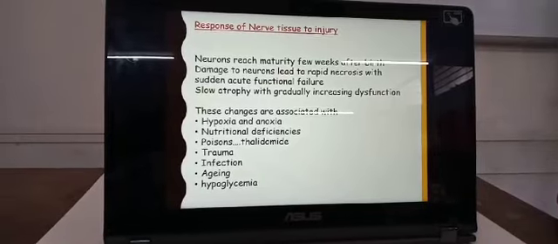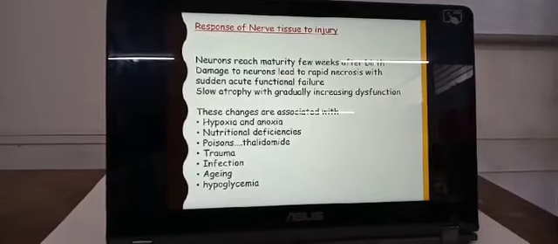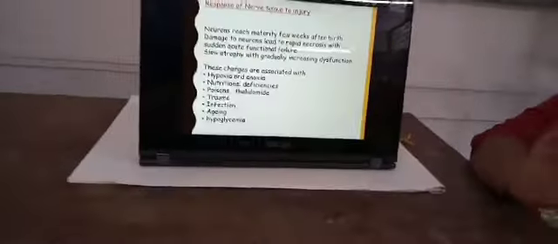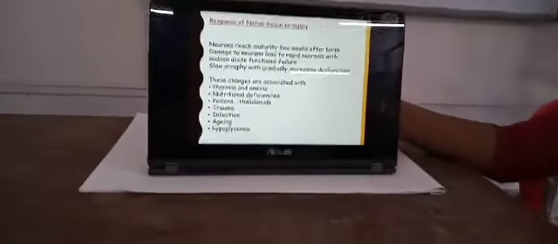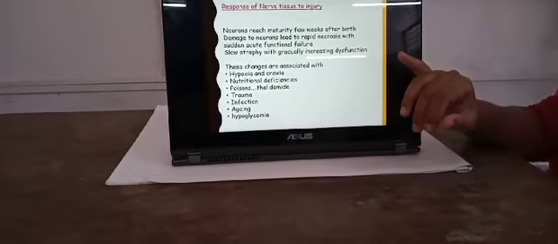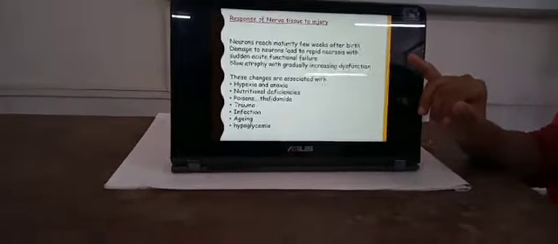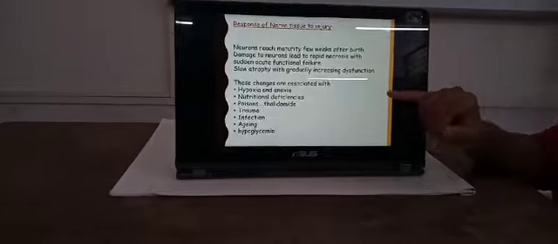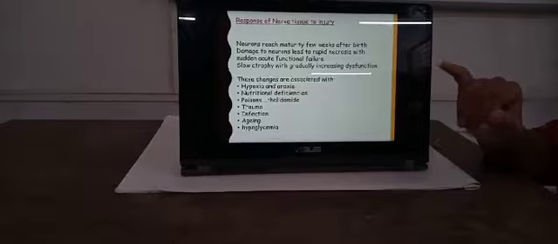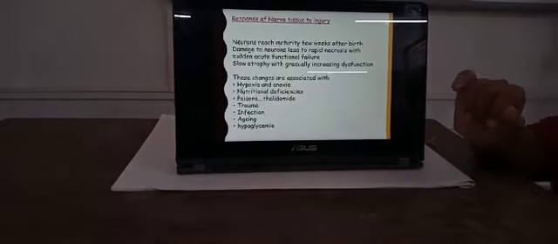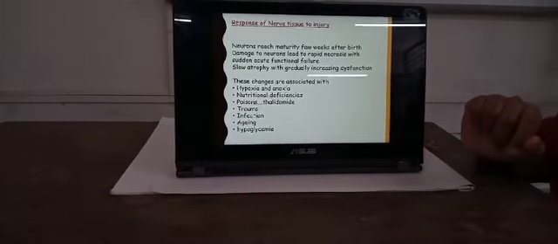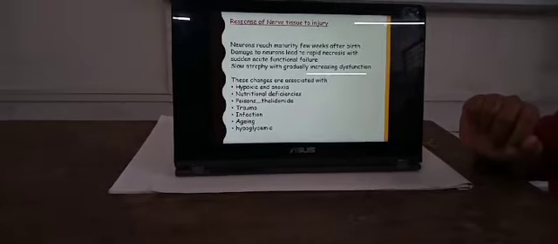Now, response of nerve tissue to an injury. These four different types of nerve cells we have learnt, nerve cells as in neuroglial cells. Now, how do they respond in times of injury? Neurons reach maturity a few weeks after birth, and damage to neurons leads to rapid necrosis with sudden acute functional failure, or slow atrophy with gradually increasing dysfunction. These changes are associated with hypoxia, anoxia.